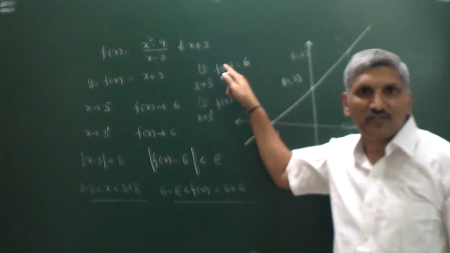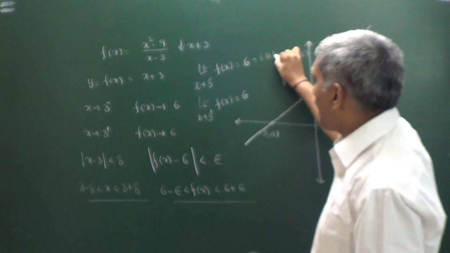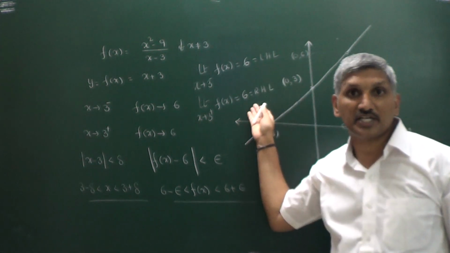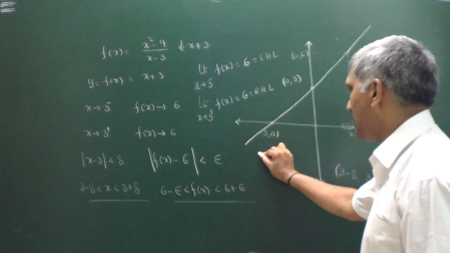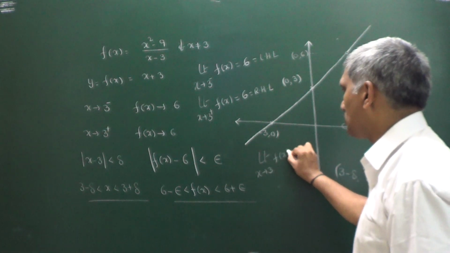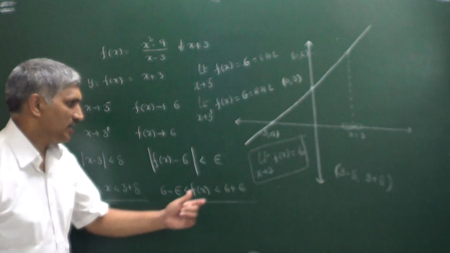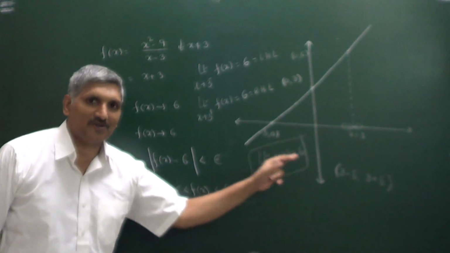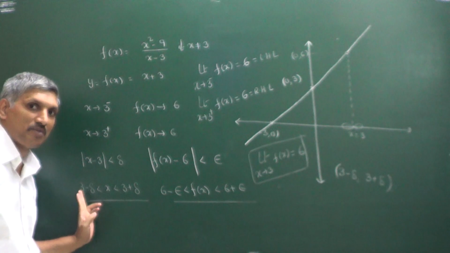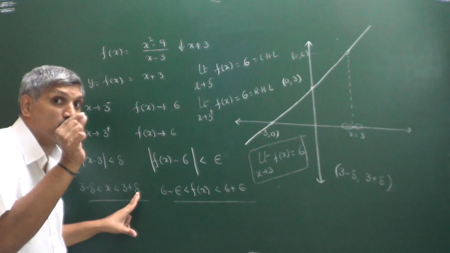That means this one we will call the left hand limit and this one we will call the right hand limit. So whenever the left hand limit and right hand limit are equal, then we say that limit x tends to 3 of f of x is equal to 6. So in this particular case, limit x tends to 3 of f of x is equal to 6 means whenever x values lie between 3 minus delta and 3 plus delta, where delta is greater than 0 and very small.